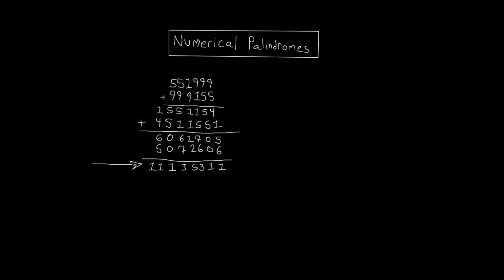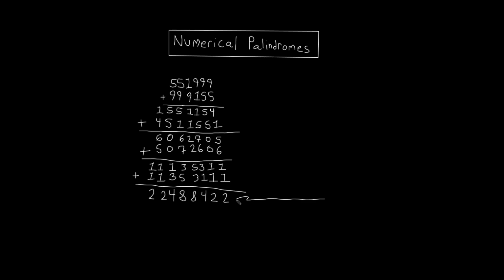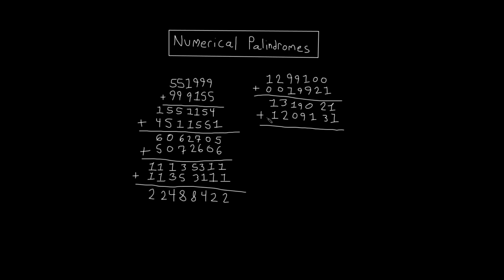Now stay with me on this because I'm going to take this number, I'm going to reverse its digits, and I'm going to add the two of them together. And what's this? This is a numerical palindrome. All right, let's take this number and reverse its digits. So now I'll take this number and I'll reverse its digits. Now I shall add them together. What's this? A numerical palindrome.